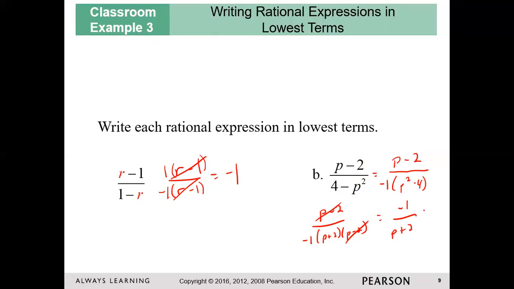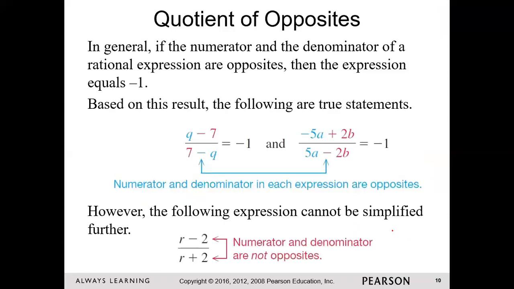And there are other ways to write this answer. You can leave this as 1 over negative 1 times p plus 2. It doesn't matter where that negative 1 goes, so long as it comes along for the ride, you should be good to go. Okay. All right. So, quotient of opposites. Again, this is just talking about how you are allowed to factor out a negative 1 if you have pretty much the same stuff that you need, except for the signs that aren't quite matching up. Okay.